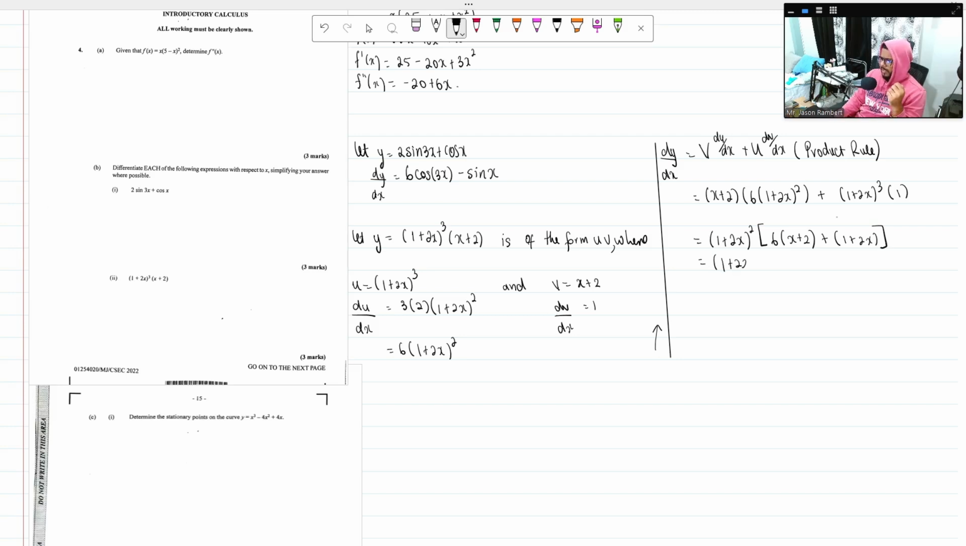(1 plus 2x) all squared, unless the question says so. And the question did say so: simplifying your answer where possible. You could simplify this into 6x plus 12 plus 1 plus 2x. I'm going to get (1 plus 2x) all squared into (8x plus 13). And this is my dy/dx.